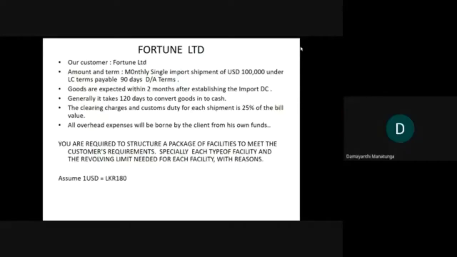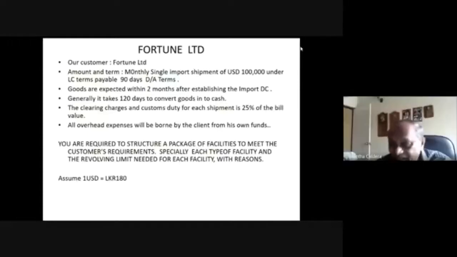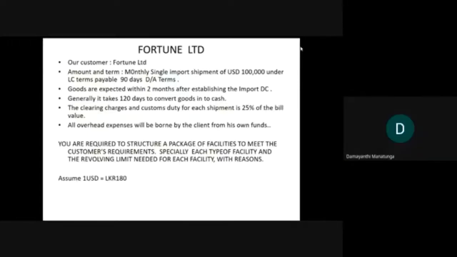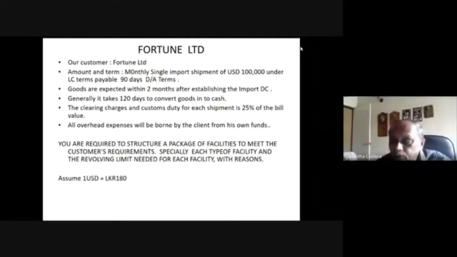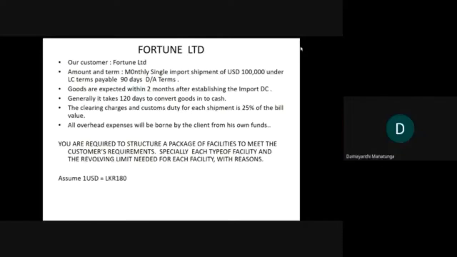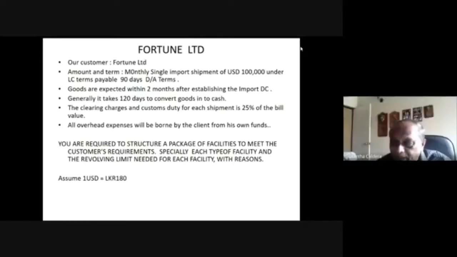Sorry to disturb you. No, it's okay. Now, suppose it's a site LC, then the total tenor will not be 30 days, it should be 120 days, right? Site LC, the total tenor will be 120 days. Yes. That is why we have to give a short-term import loan facility for 100,000 into 4 times, 400,000.